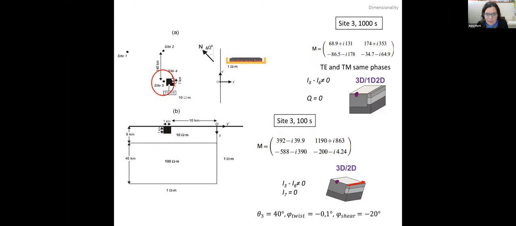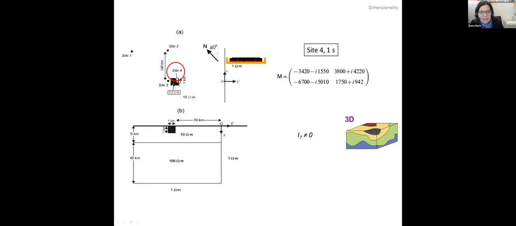Then if we move to site three, which is next to the local conductor, we have at 100 seconds that invariant six is different than zero. So we obtain that this is a 3D over 2D structure with a 40 degree strike and a twist and shear of these values. But at 1000 seconds, the TE and the TM mode have the same phases, and then it is not distinguishable if there's distortion caused by this body, but we cannot distinguish if it's over a 1D or a 2D regional structure.